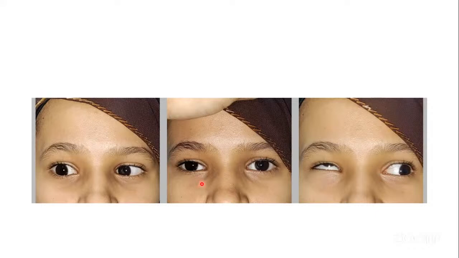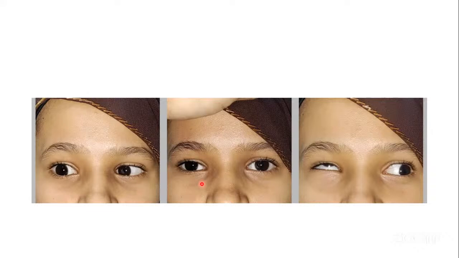So what are the types of Duane retraction syndrome? There are 3 types of Duane syndrome. Type 1, in which abduction is restricted, and there is narrowing of palpebral aperture on attempted adduction. Then in type 2, the adduction is restricted, and in type 3, both abduction and adduction are restricted. Narrowing of palpebral fissure will be there in all the cases.